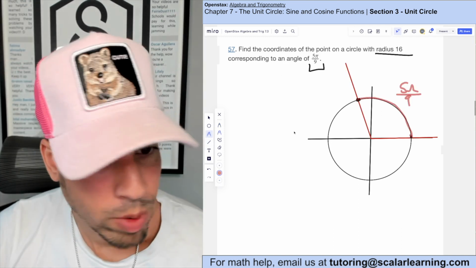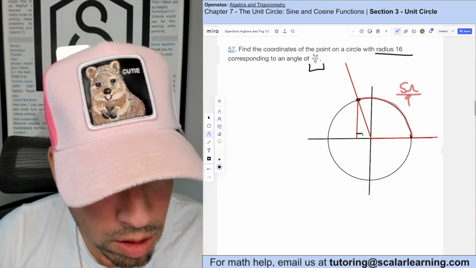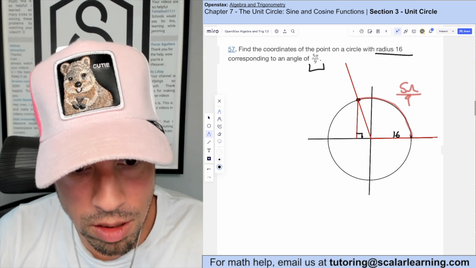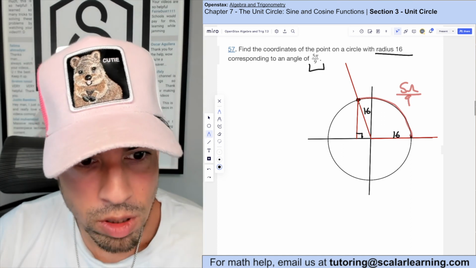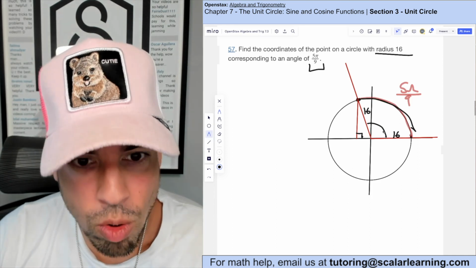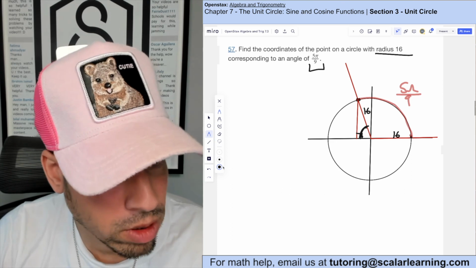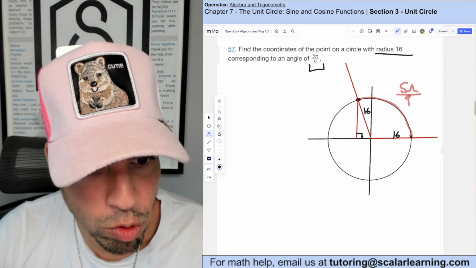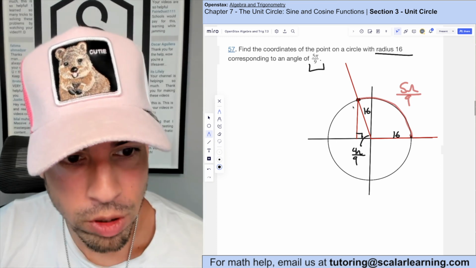So we're going to just estimate like it's right around here. Now that we have this, we can construct another triangle like we did in 55. So we got this cool little right triangle, and we know the radius is 16. So this is 16, and also this length here is 16. And since this whole angle is 5 pi ninths, this little angle here, aka the reference angle, is the remaining angle going from here down to pi, which would be 4 pi ninths.